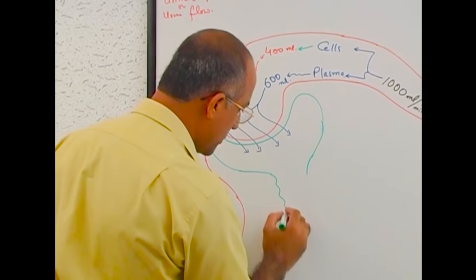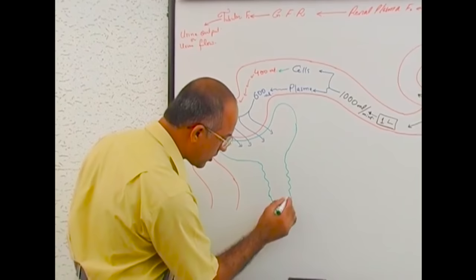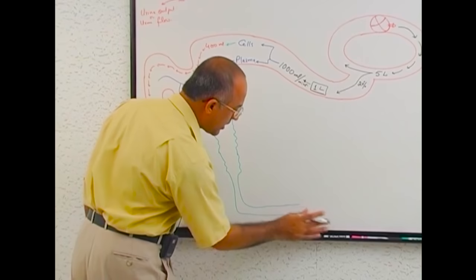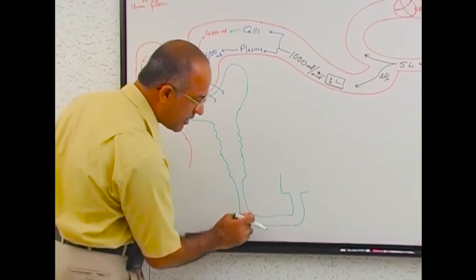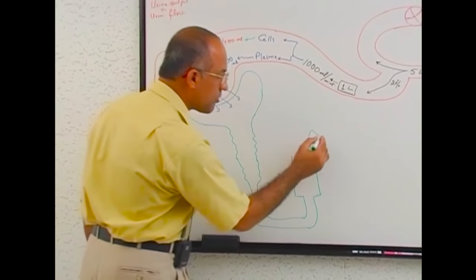And this is which tubule? Proximal convoluted tubule. And you know that this proximal convoluted tubule will go into loop of Henle. And this loop of Henle will turn up ascending limb. This was descending limb of loop of Henle. Hairpin turn, ascending limb of loop of Henle, thin part and thick part of ascending limb of loop of Henle.